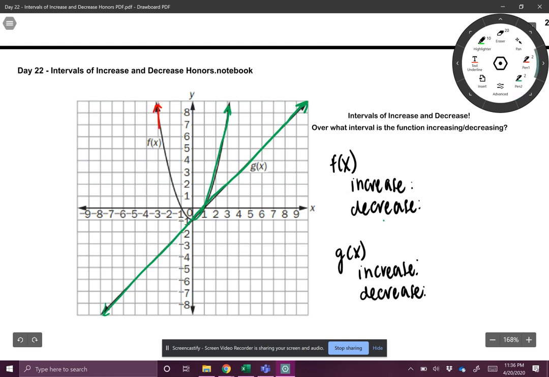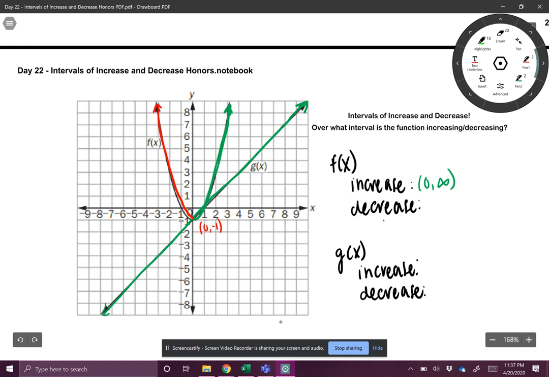And in my red, I'm going to highlight my decreasing part of my function. So my vertex of my parabola is (0, -1). I'm going to keep that in mind as I write my intervals of increase and decrease. From my x value of 0 all the way to infinity, my function quadratically is increasing. From here all the way up, as my x values get larger, my function is increasing.